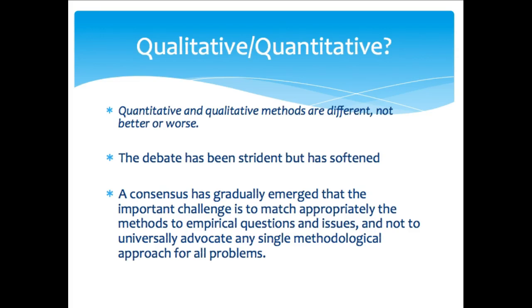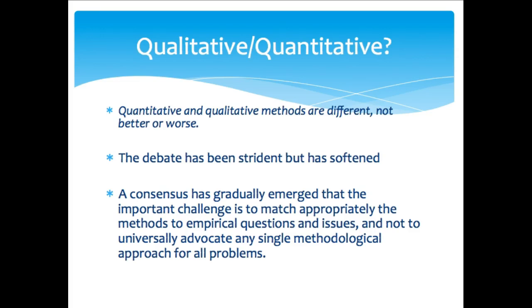The paradigmatic shift has occurred, and now there is a kind of established protocol. It's a very complex protocol, and there are a wide-ranging number of approaches that qualitative researchers use. But nevertheless, there's a body of knowledge around it now that makes it paradigmatically acceptable. So a consensus has gradually emerged, Patton argues, that the important challenge is to match appropriately the methods to empirical questions and issues.